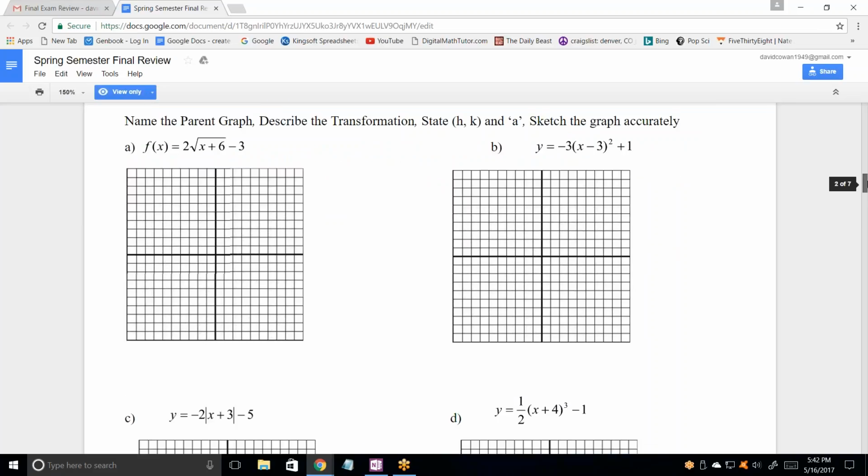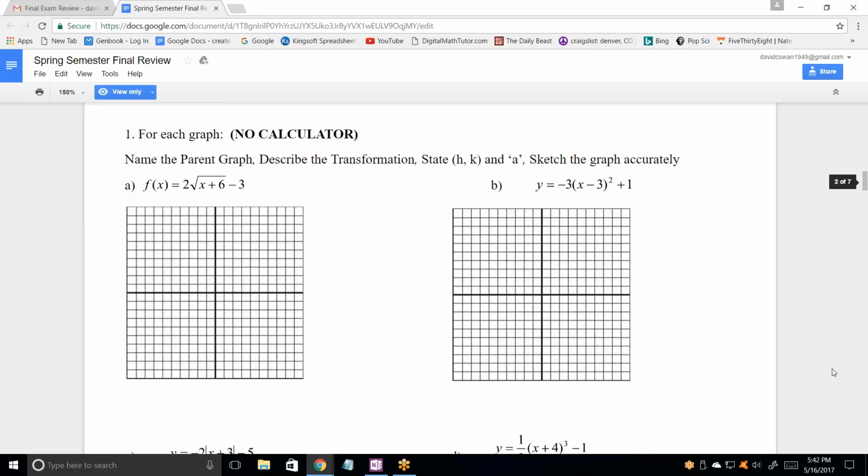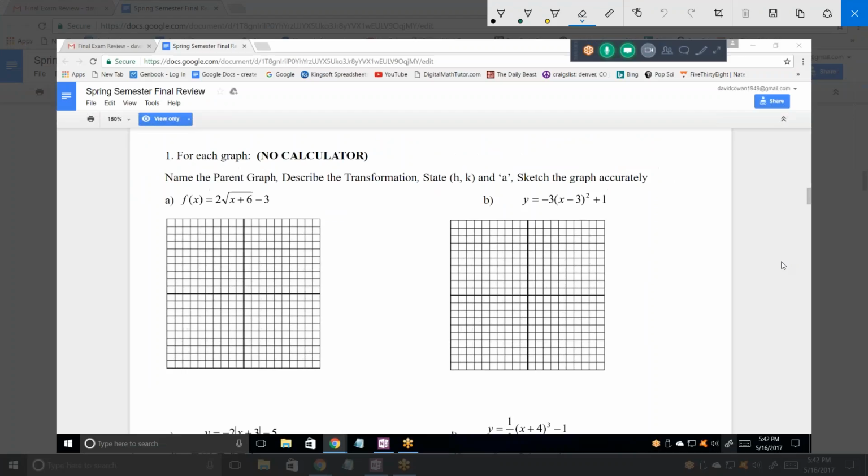All right. Let's take the one on the left. First of all, what's the parent function? Square root of x. I'm going to do that over here just because I need some room to draw it. And that function looks something like that. Okay? Starts at 0. X is never negative. Y is never negative.